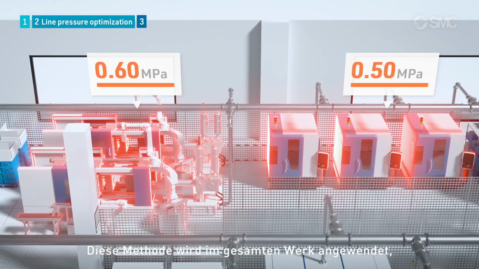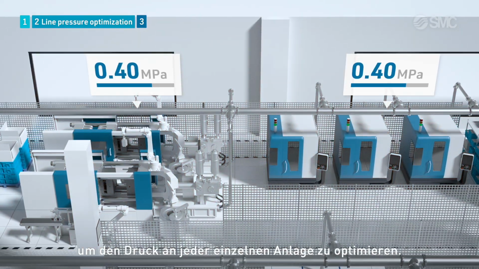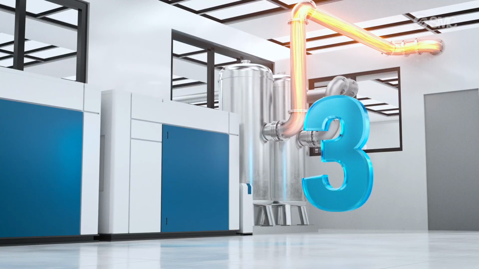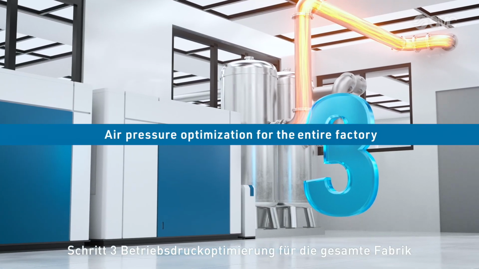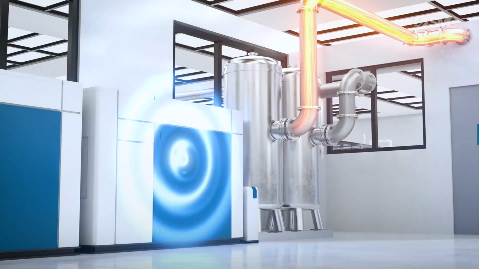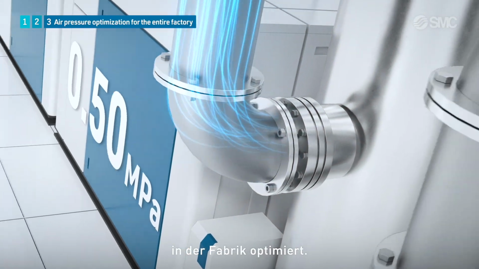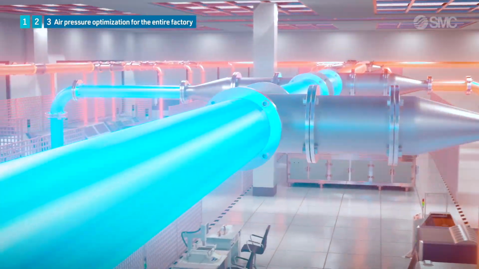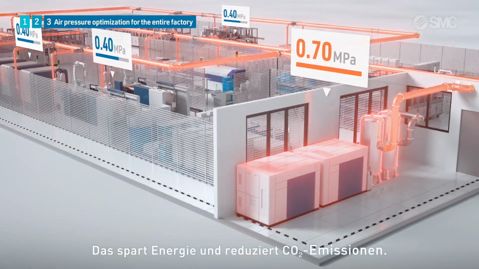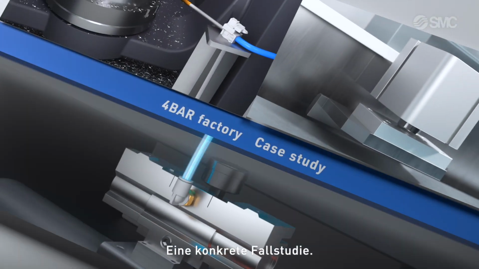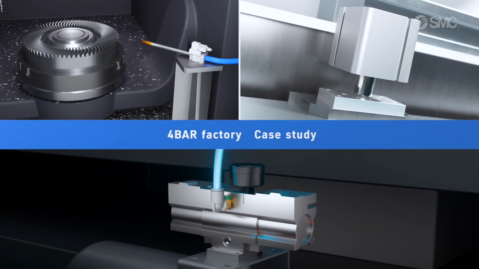This method is applied throughout the factory to optimize the pressure at each piece of equipment. Step 3. Air pressure optimization for the entire factory. Lastly, the air pressure for compressors supplying air to the factory is optimized. This saves energy and cuts CO2. Let us look at specific case studies.